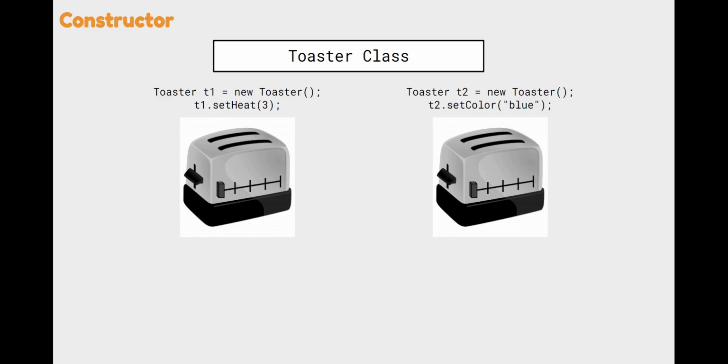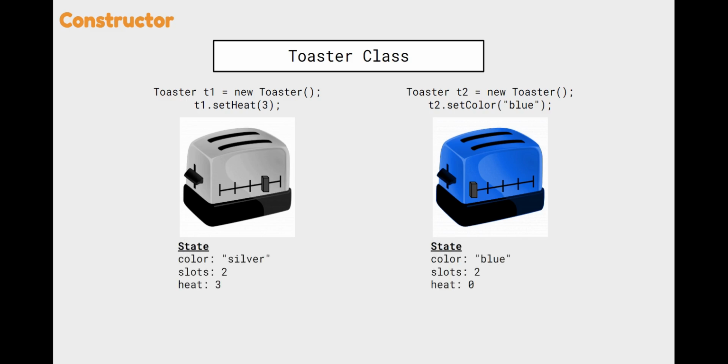Now then, if we called a setter method or a mutator method on object T1 and we set the heat to 3, and we called a different setter method on object T2 and we set the color to blue, well then the state of those two objects will change. Toaster T1, the heat setting will move up to 3. Toaster T2, the color will change to blue. And then both of those objects will have different states. They still have the same three variables, color, slots, and heat, but those variables can take their own unique values.